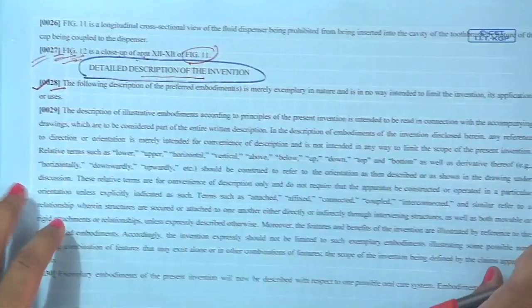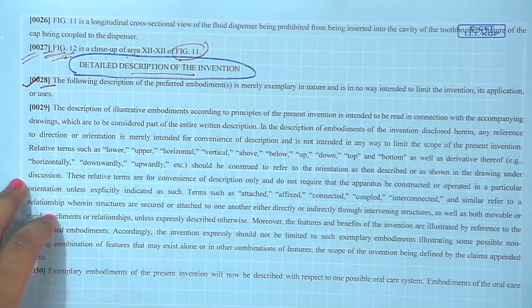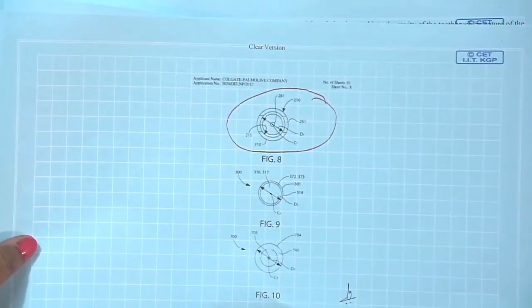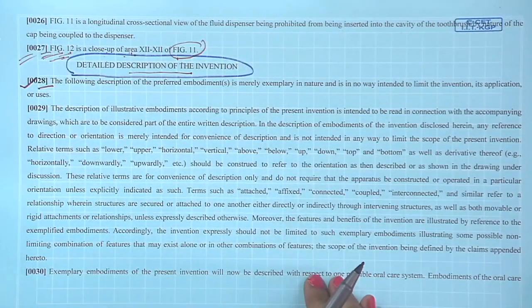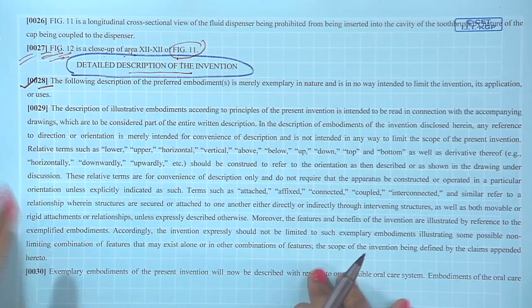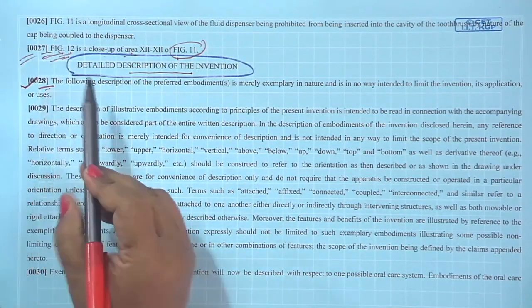In all these paragraphs, what is explained are the various diagrams which are present. We have seen there are a total of 12 diagrams in the document. All these figures are the drawings, and these drawings are explained here in this document. I will just read this paragraph 28.